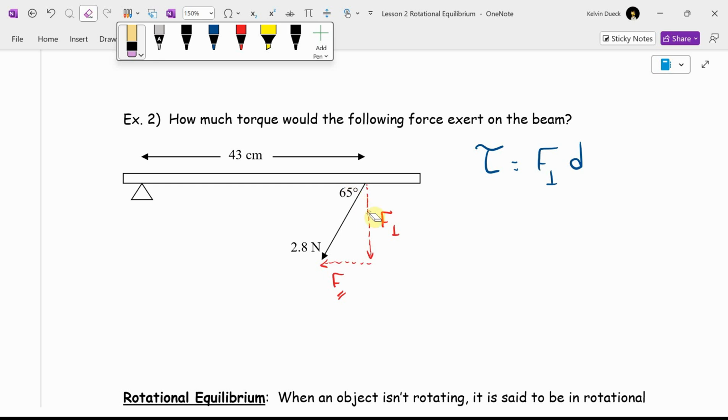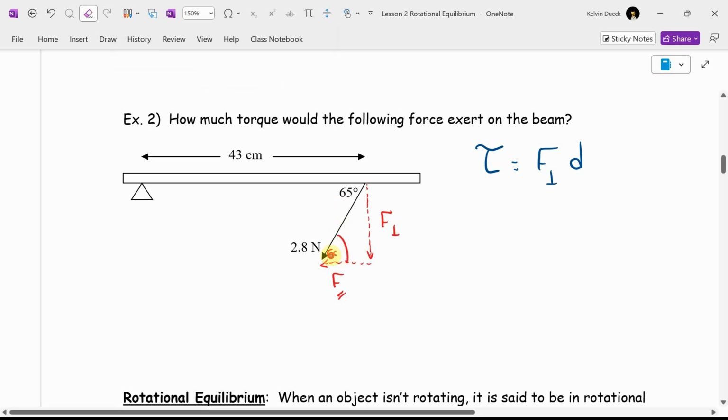What do these two add to? 90. Now, if you use the 25, that's not wrong, but we kind of like to use the angle that they gave us in our calculations. How big is this angle right here? Typically, we go, oh, here's where the 65 degree angle appears in that triangle.